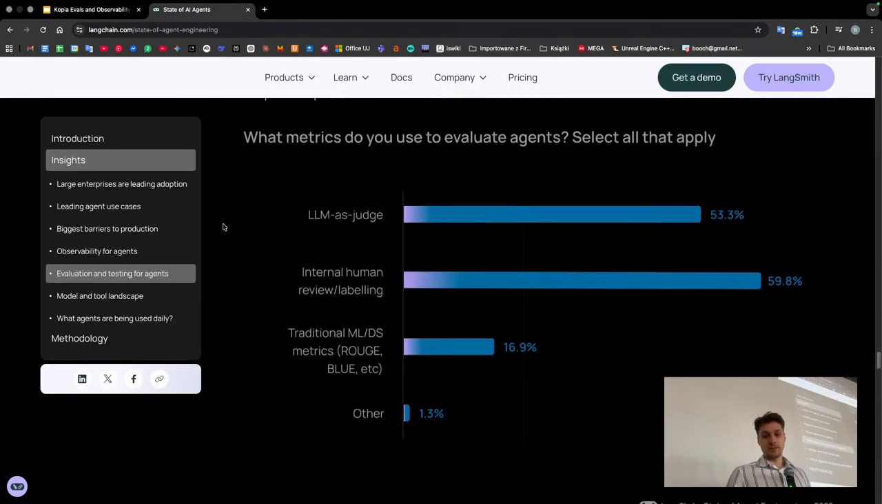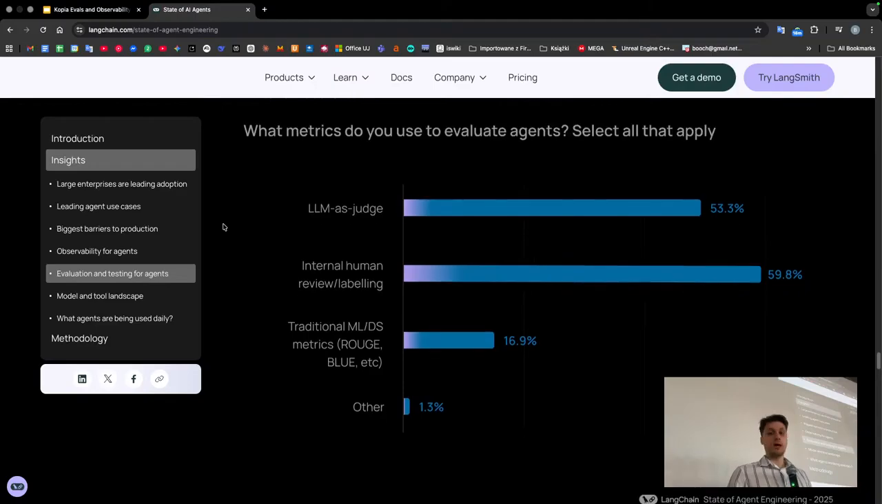Okay, maybe let's skip this. Okay, and what metric is used to evaluate the agents? That's what we talked about before. We see that LLM as a judge and internal human review labeling are the biggest. Traditional ML, data science, or other is getting smaller. So we see that using a human in the loop is a very good way.